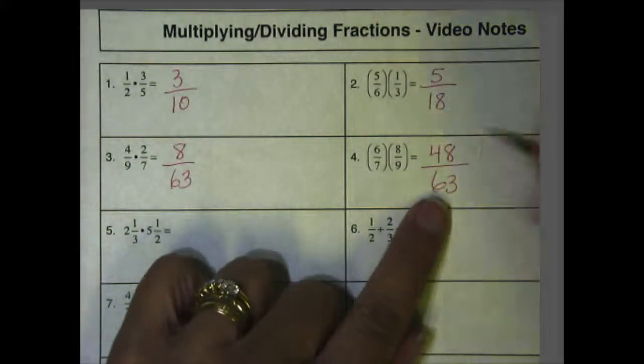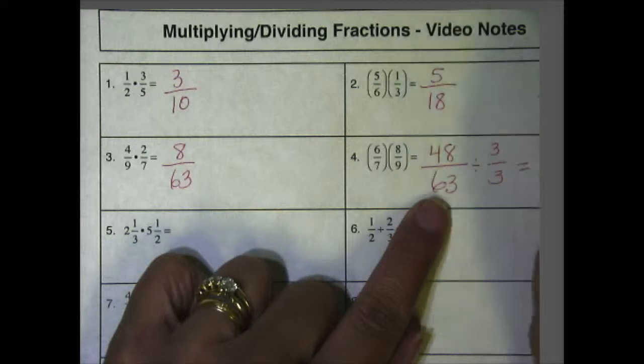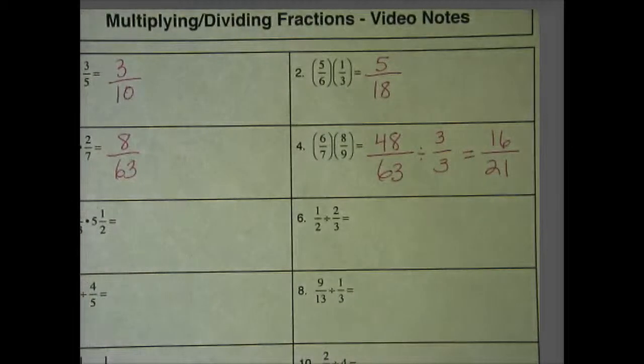48 over 63 can be simplified by dividing both the numerator and the denominator by 3. 48 divided by 3 is 16. 63 divided by 3 is 21. So the answer to number 4 is 16 over 21.